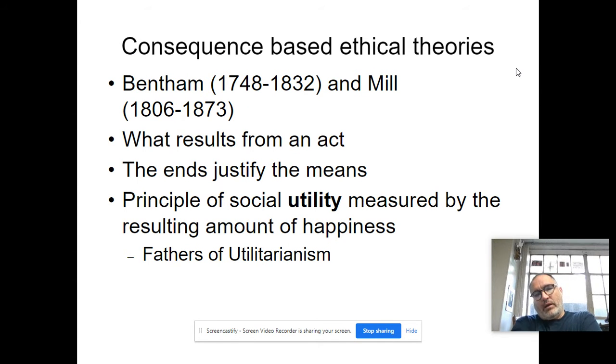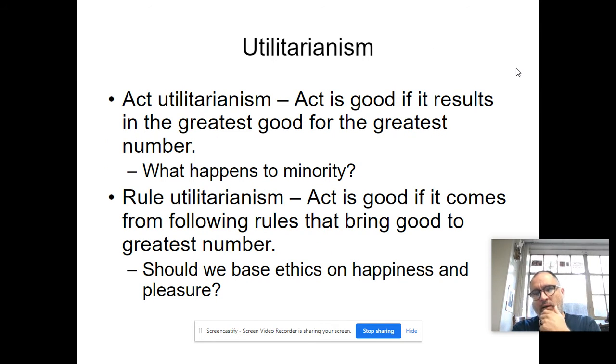So there's a type of ethics by John Stuart Mill and Jeremy Bentham called consequential ethical theories. And they're asking the question, what results from an action? We have action A. Action A happens. What then is the result of that action? And they're looking for the social utility. They're looking for a way to sort of measure the happiness of that. And their school of thought is called utilitarianism. It's a very common school of thought.